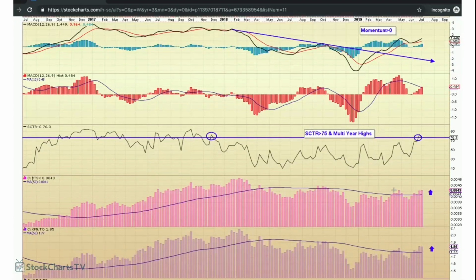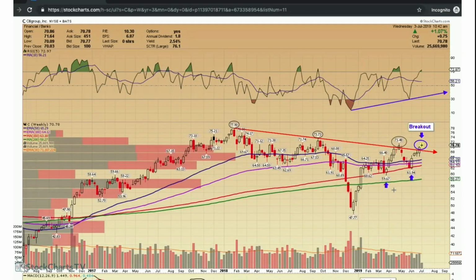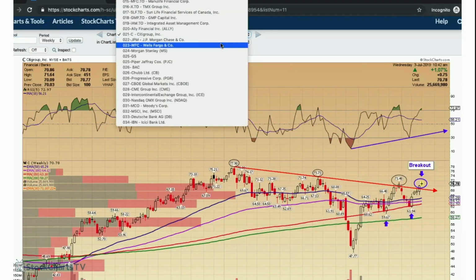I don't know if you had any thoughts about that one, Greg. No, I like that one a lot. That's a great chart. It just shows the relative outperformance, so it's perfect. What other ones have we got? Have we got Wells Fargo? Yeah, so we'll look at Wells.